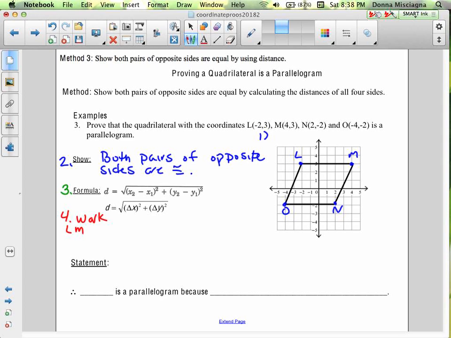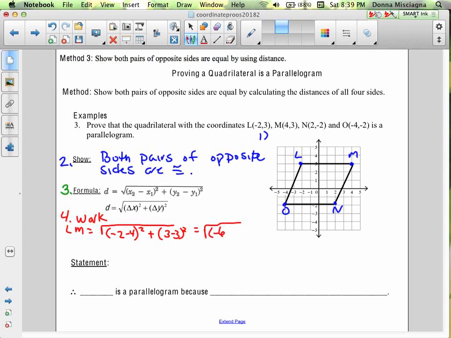So LM. The change in the x value, so we're going to subtract the x's, -2 minus 4 squared, plus subtract the y's, 3 minus 3 squared. Well, that's going to be the square root of -6 squared, plus 0. 3 minus 3. I'll write it in just so you see it, though we don't really need it.